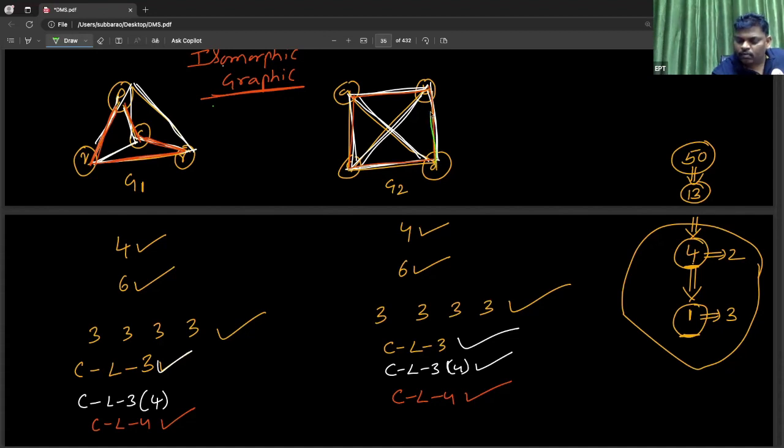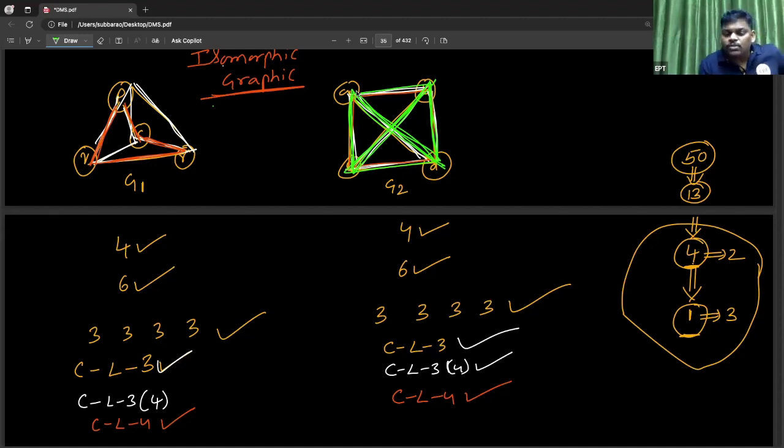See this one. 1, 2, 3, 4. Am I right? Arey bhaiya, you are unable to see. See this one. 1, 2, 3, 4. Start from here. 1, 2, 3, 4. Are you getting it? 4 length cycle. Here, how many 4 length cycles? There also check.